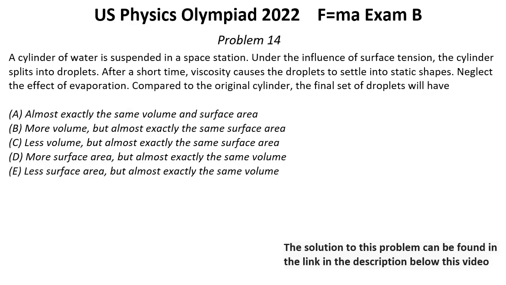Problem number 14. A cylinder of water is suspended in a space station. Under the influence of surface tension, the cylinder splits into droplets. After a short time, viscosity causes the droplets to settle into static shapes. Neglecting the effect of evaporation, compared to the original cylinder, the final set of droplets will have next one.